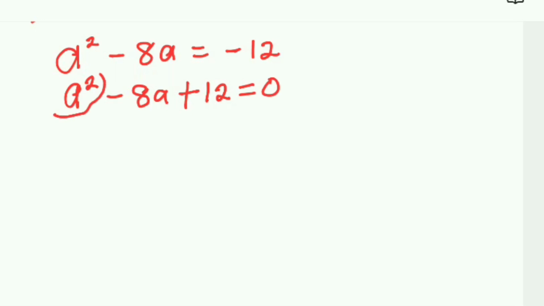The expression with the power of 2 is called the quadratic term. The expression with the power of 1 is called the linear term. And this expression without the variable is known to be the constant term. So to solve this using the factorization method, we get the product of the quadratic term and the constant term first. So a squared times plus 12 is plus 12a squared.